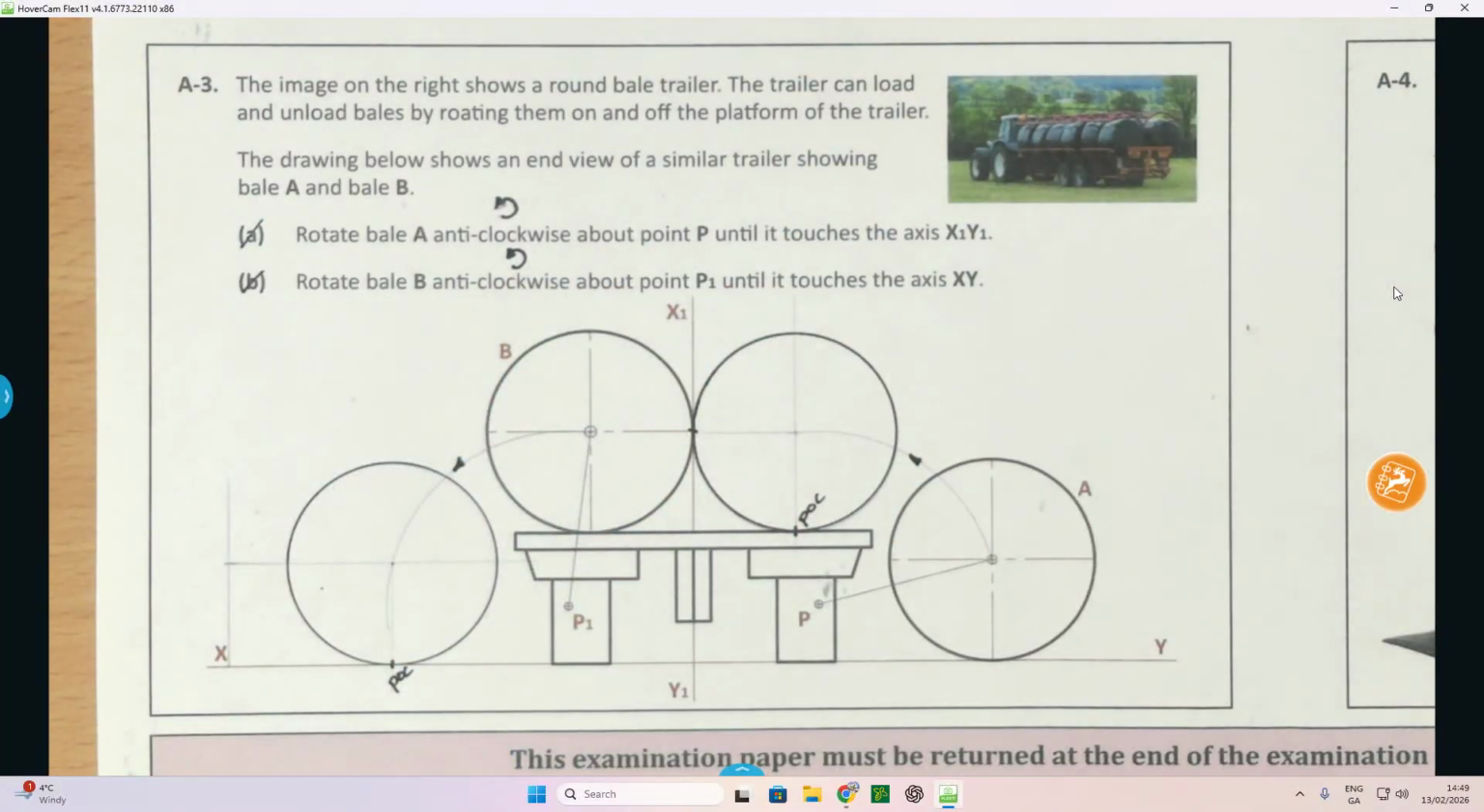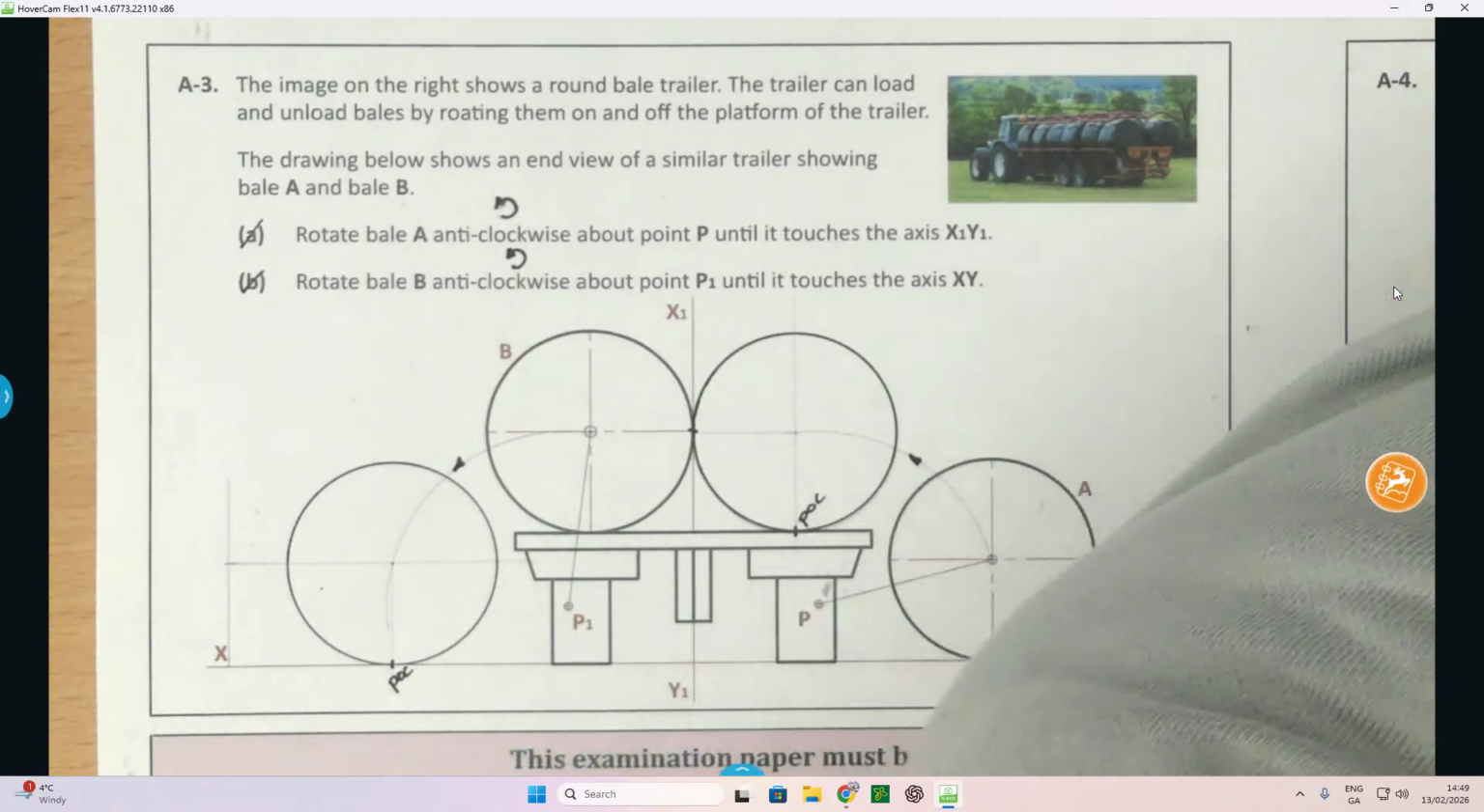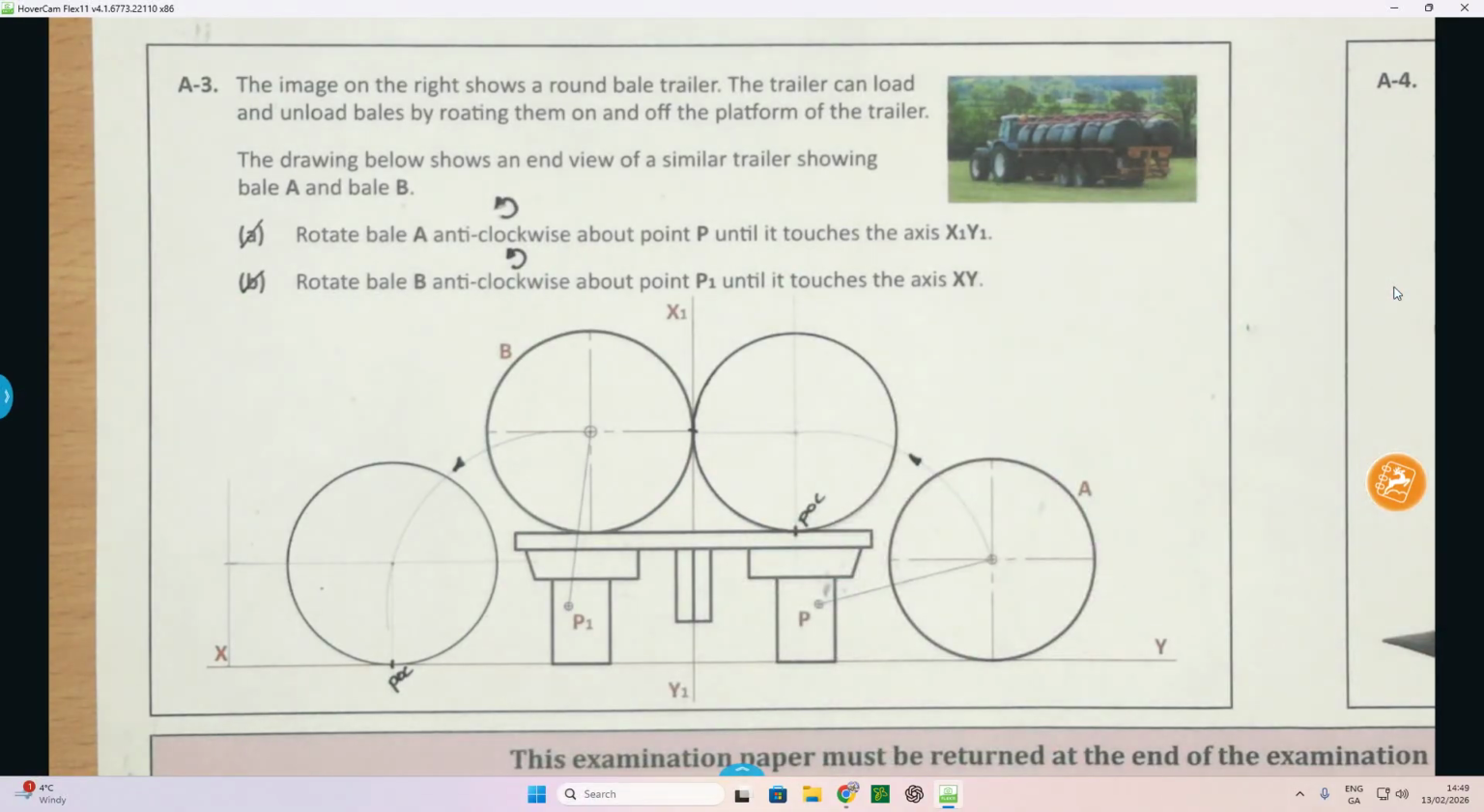So you have it, guys. That there was question A3 done. Now what we're going to do is move on to A4 at the bottom right.